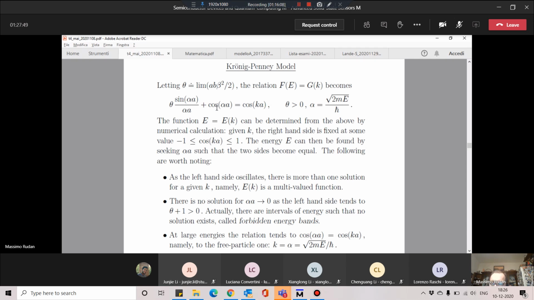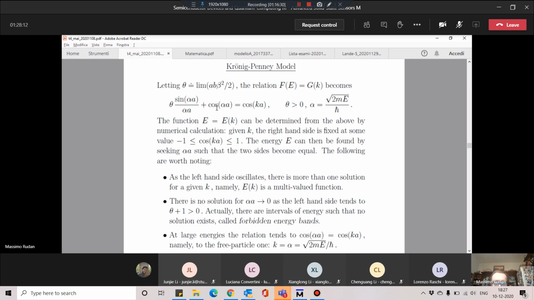If the energy becomes very large, then the effect of the potential energy will become smaller and smaller and less important, okay? So for very large energies, we expect that the particle will behave almost as a free particle, so that the relation between energy and momentum will be almost equal to that of the free particle.